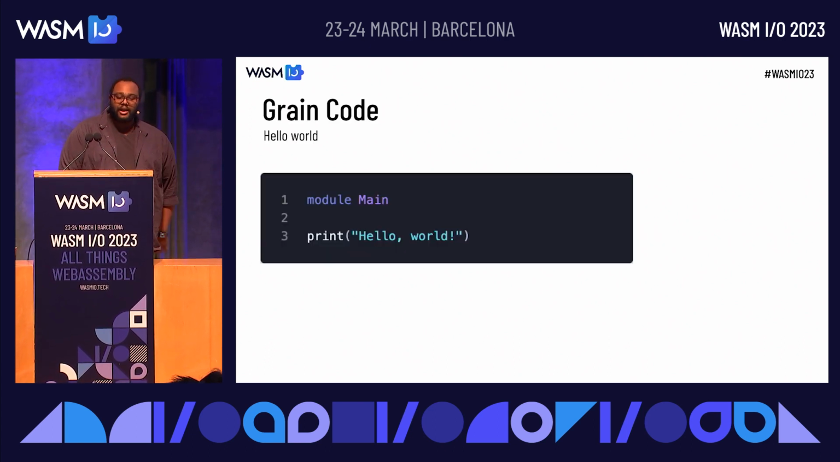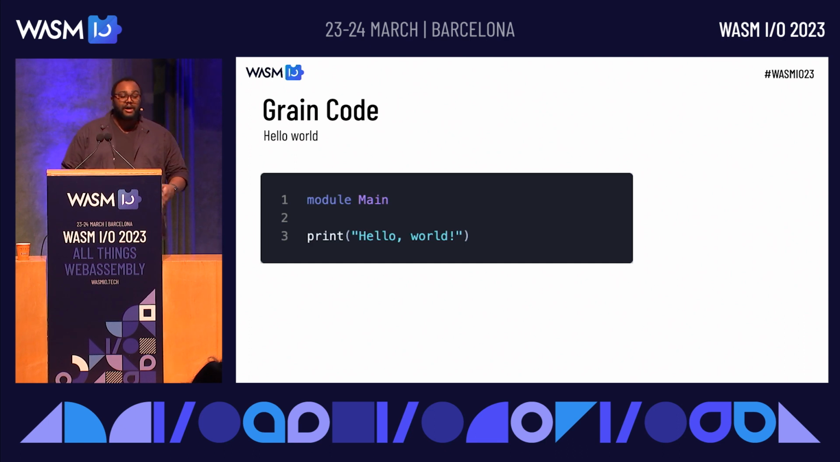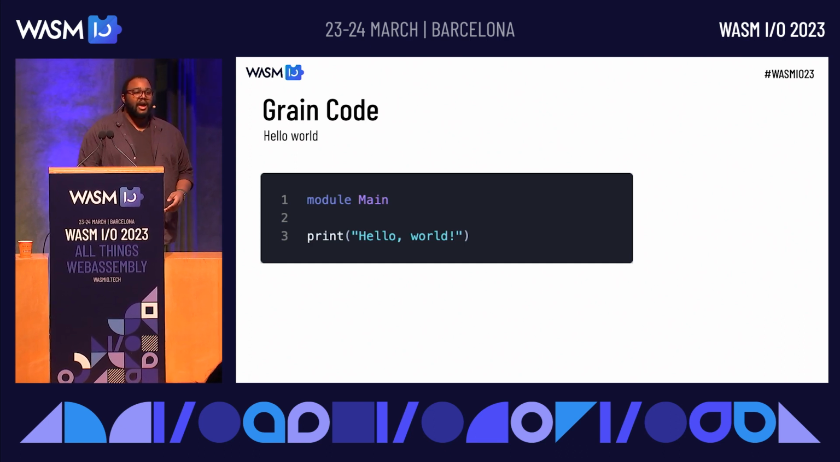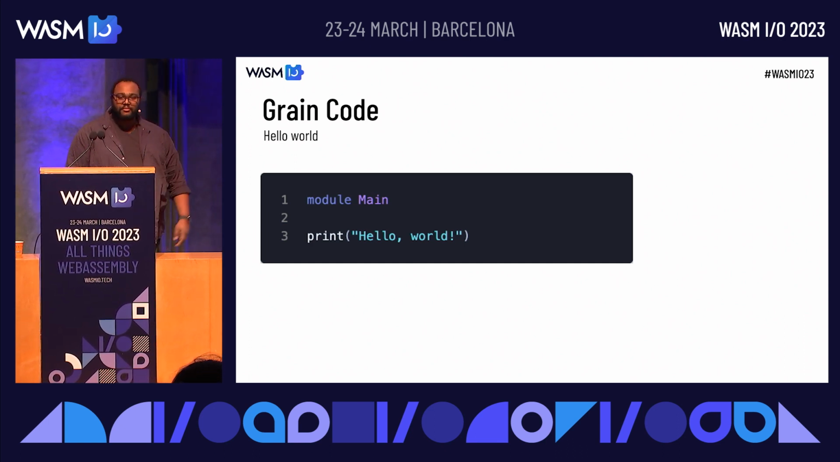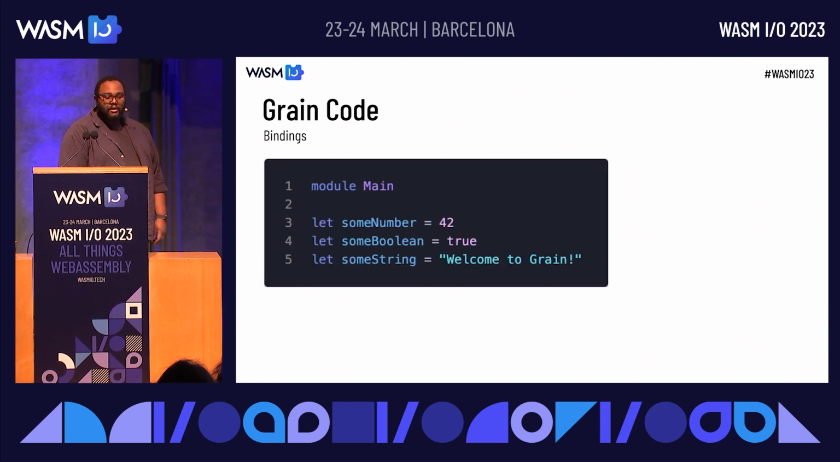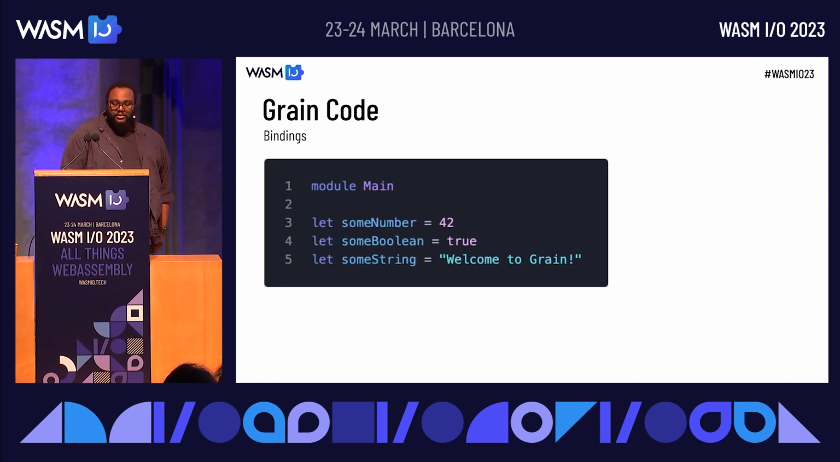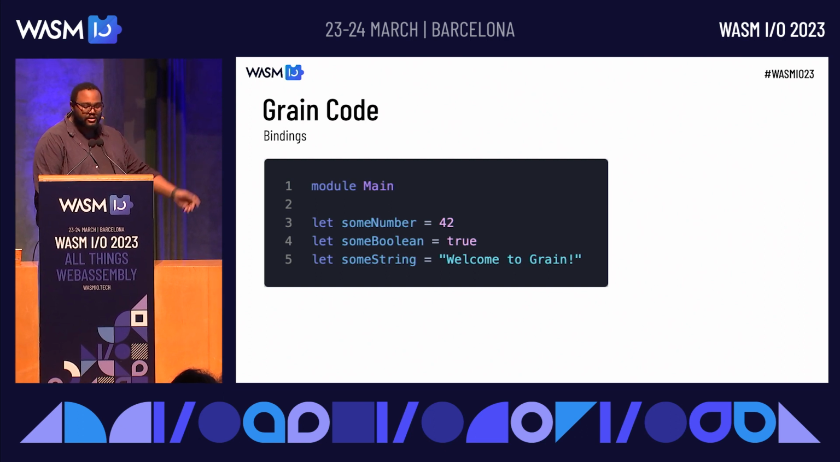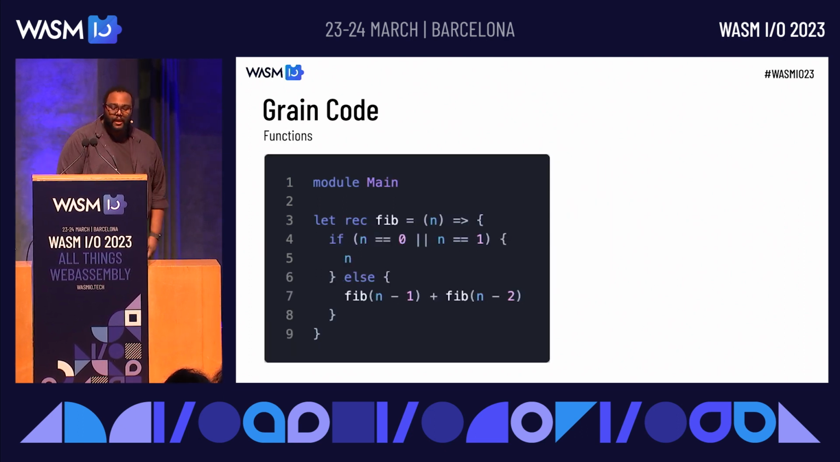What does Hello World look like? Every module in Grain starts with a module header. In this case, module main, and we're just saying Hello World with a simple print. Pretty basic, easy enough. Bindings, use the let keyword. You can have, hey, here's a number, here's a Boolean, string, all that good stuff.